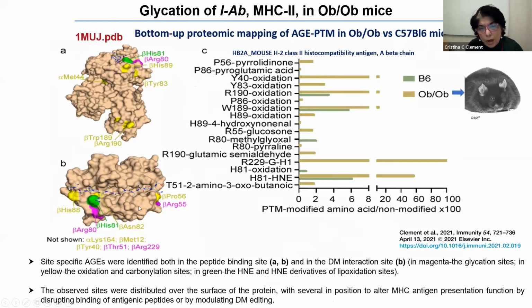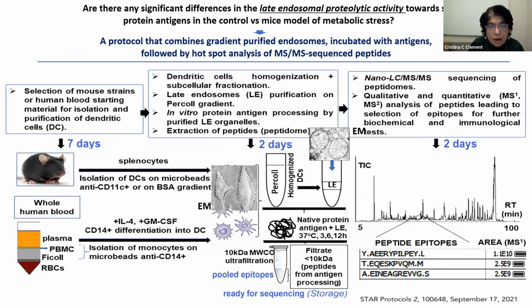So by this time we knew that both the proteome of the late endosomal compartment, MHC class 2, IAB, from the OB mice as compared with control were heavily modified with different types of redox PTM. And we were arguing, can we actually find an assay which would prove ex vivo that selective antigen can be processed differentially by the late endosomal compartment from the OB or high-fat, high-fructose diet mice as compared with control?